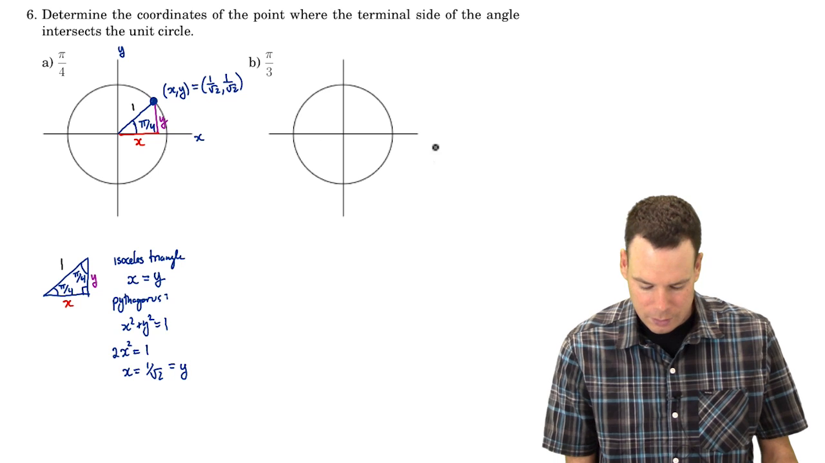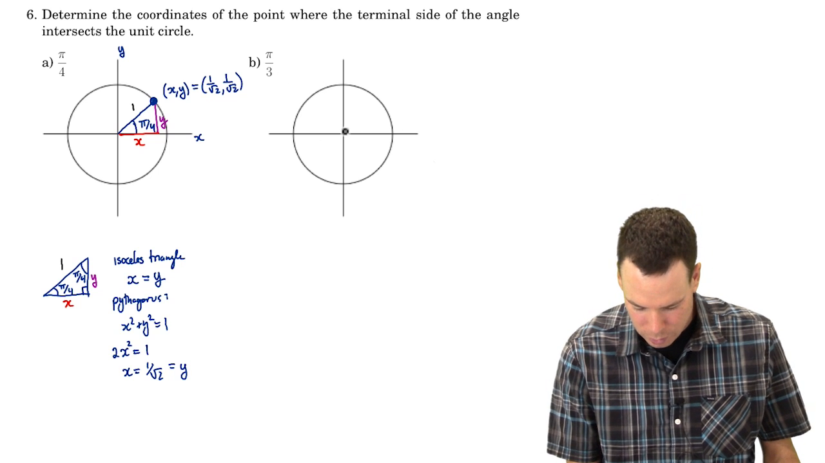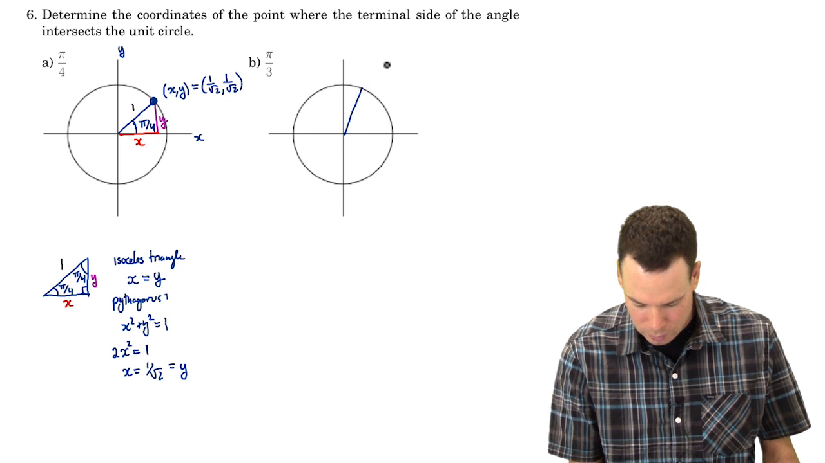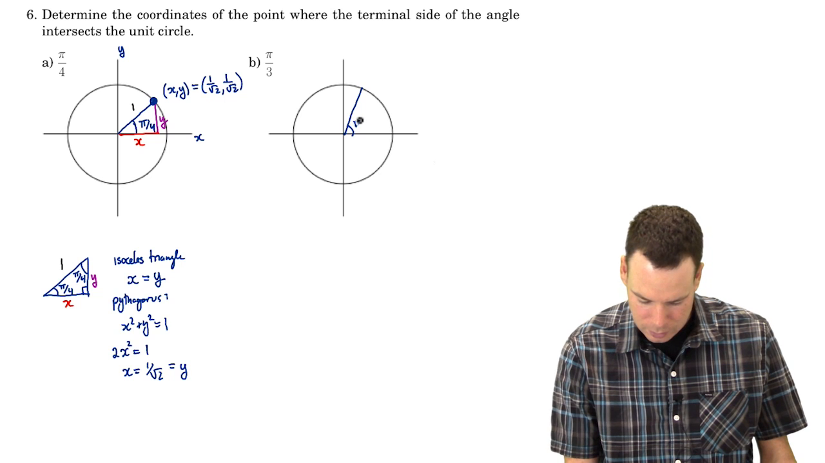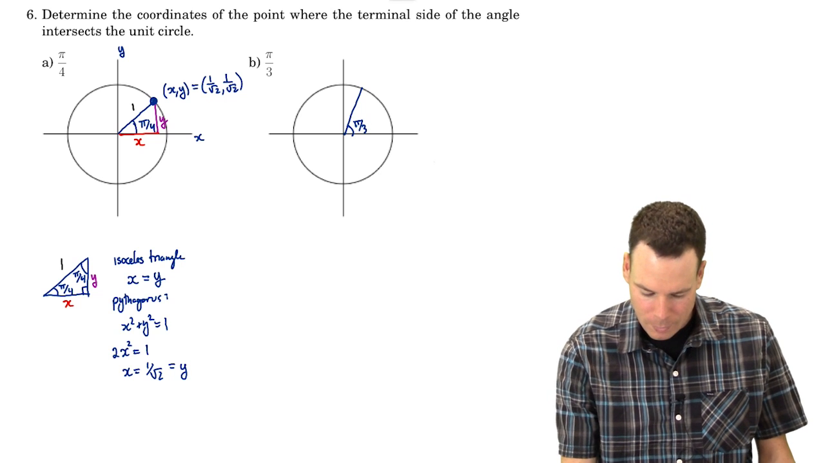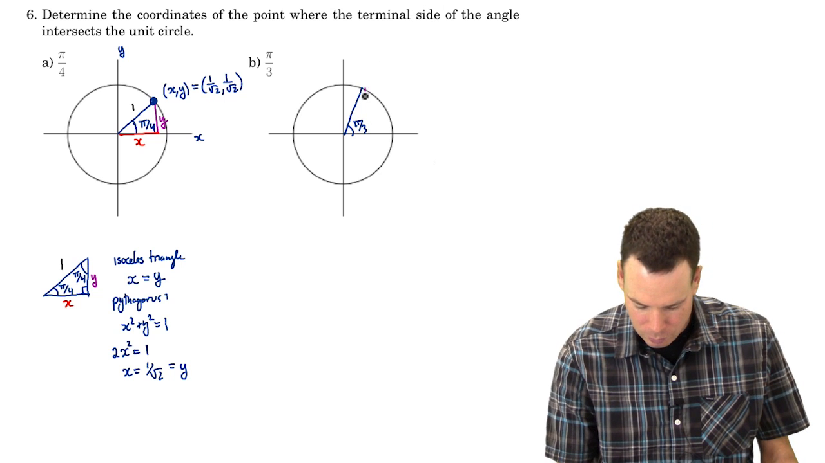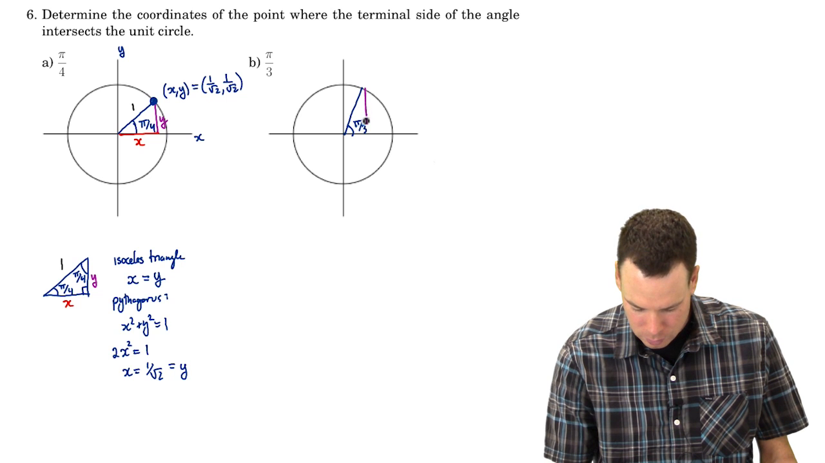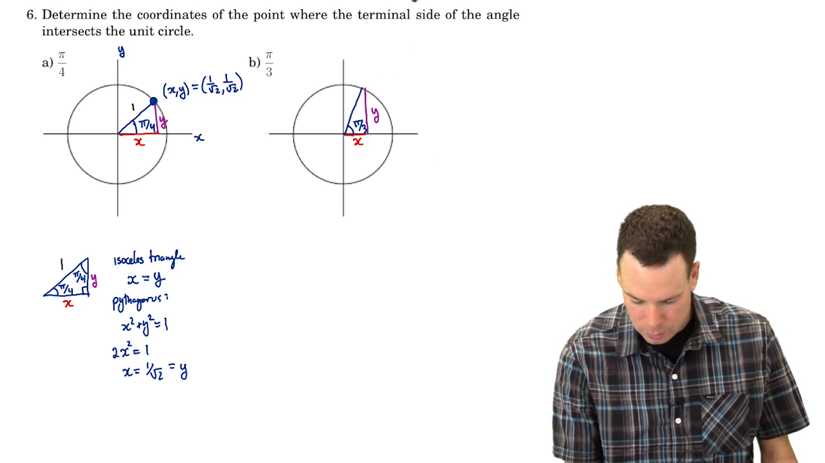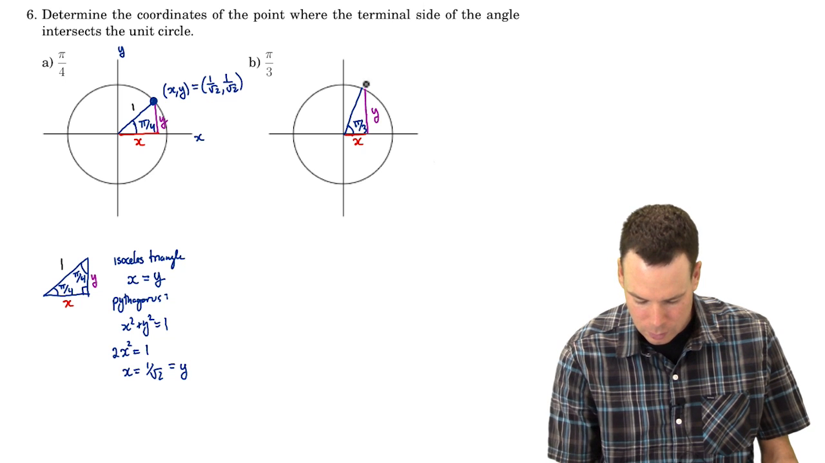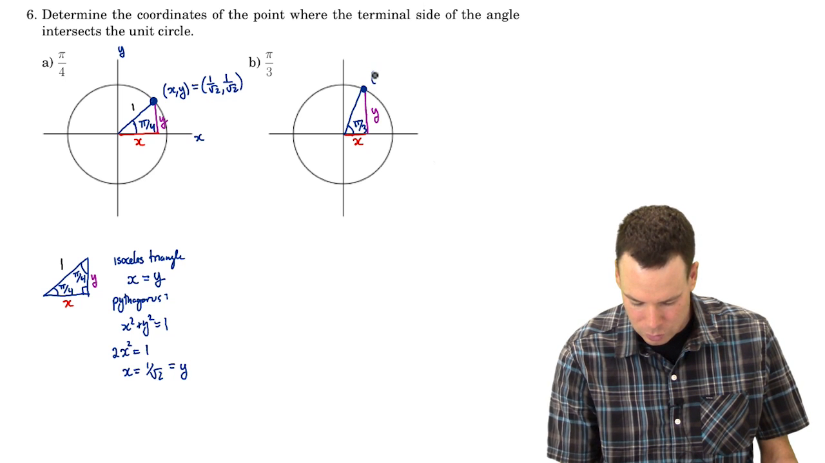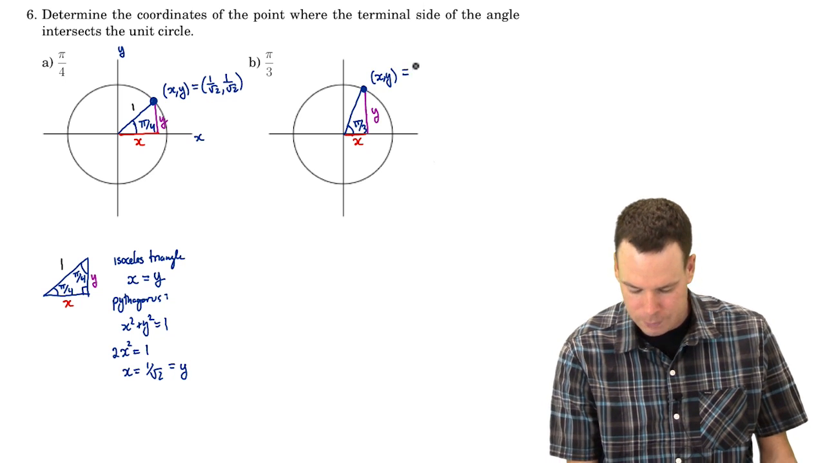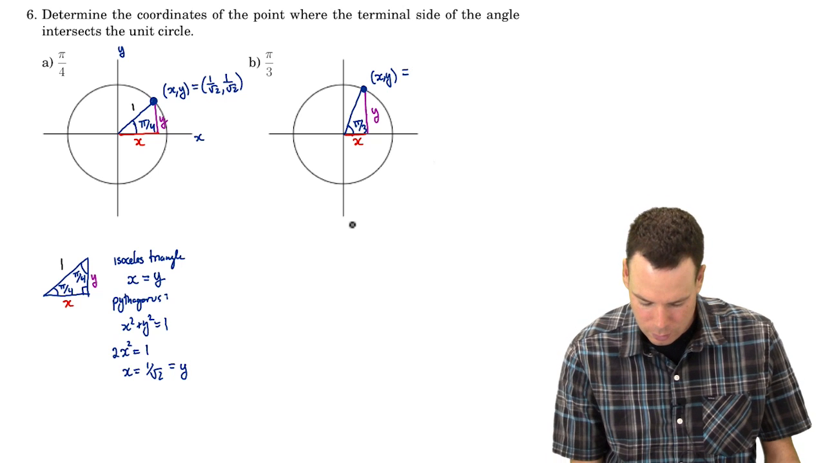What about in this next example, pi by 3? So pi by 3, that's up here. That's our 60 degrees. And we want to do the same thing. We want to figure out what our y and our x values are for this point of intersection. We want to find out what x, y is. So how can we do that?